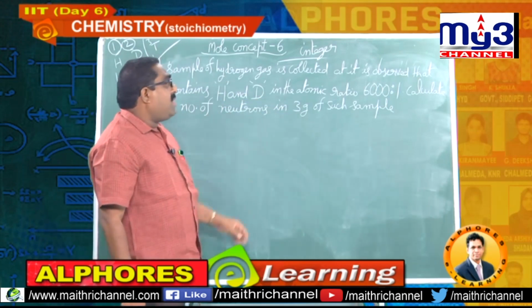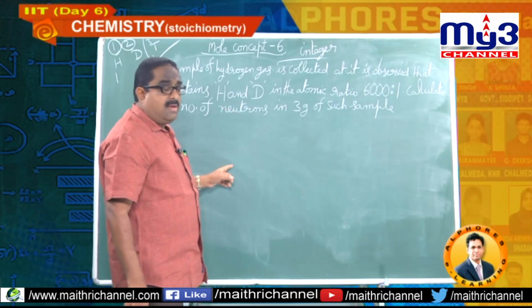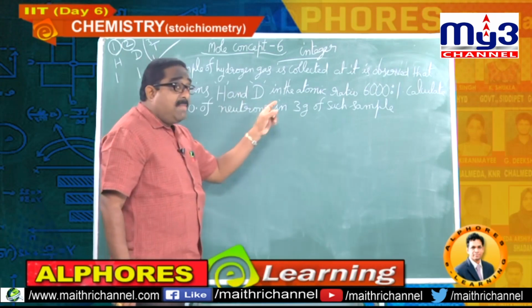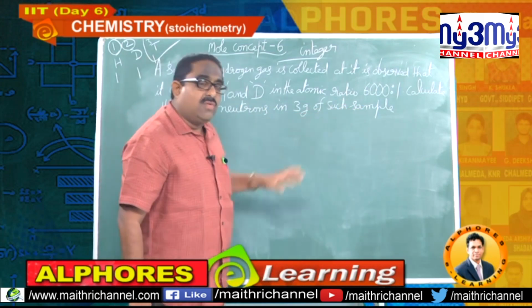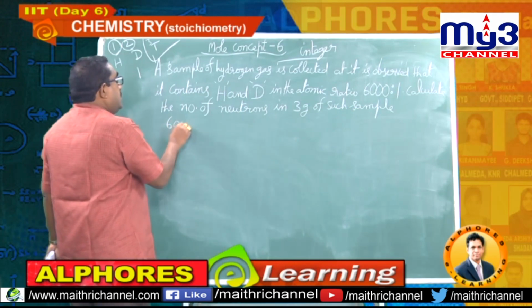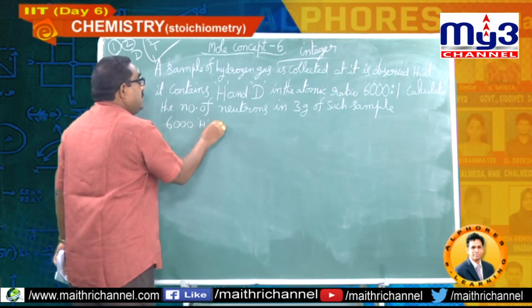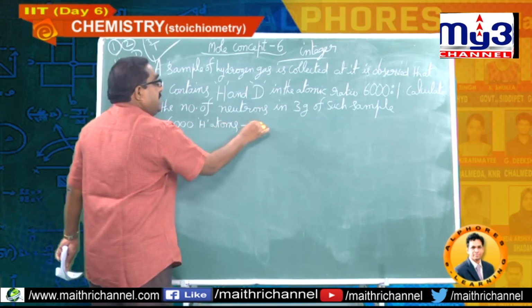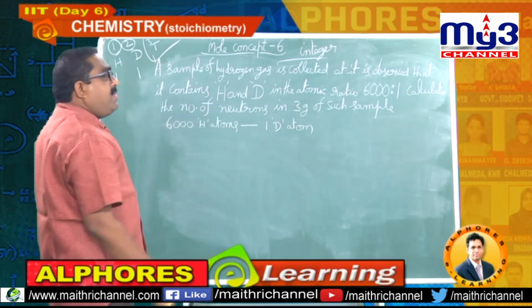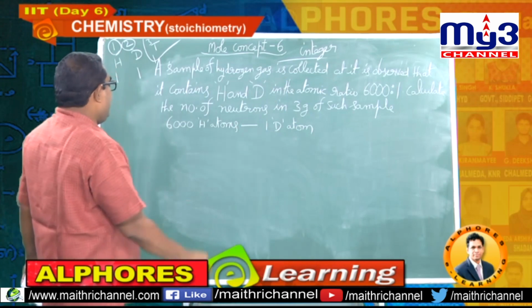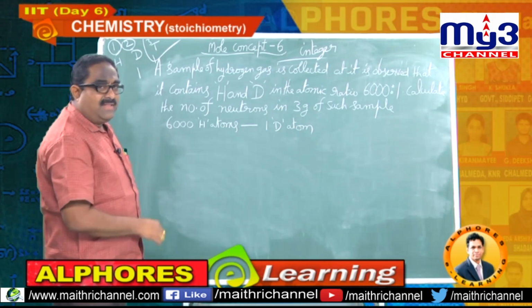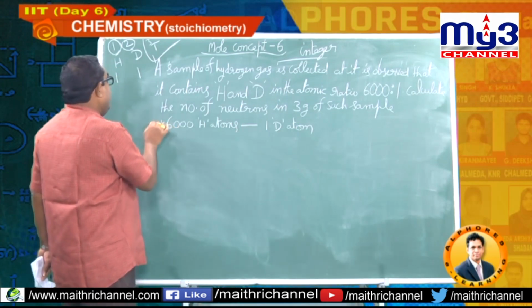And in that sample what exactly he has observed is the atomic ratio of hydrogen deuterium is 6000:1. It means, see I am writing here, 6000 hydrogen atoms is in the combination with 1 deuterium atom. That is the meaning of that atomic ratio, students. Now I am going to multiply both sides with Avogadro number. Let me see what will happen.